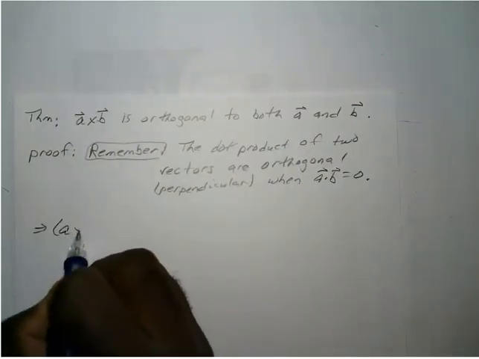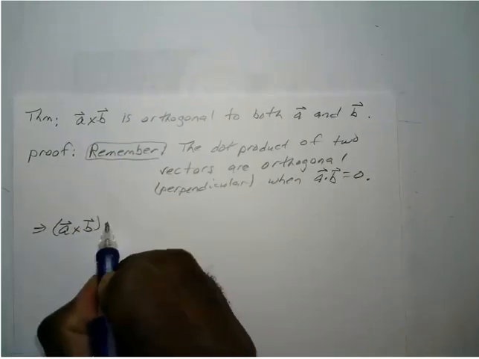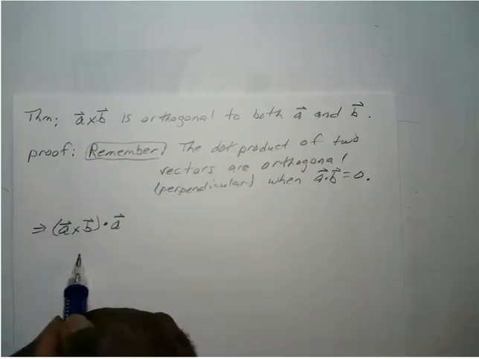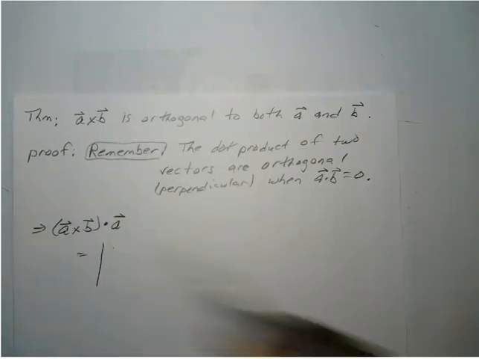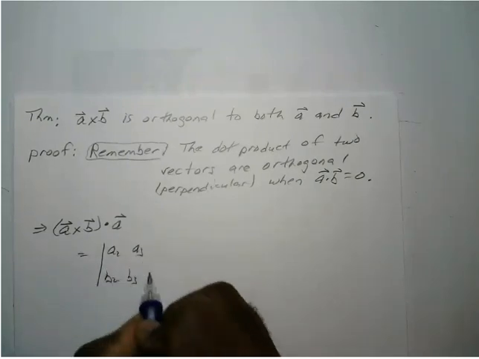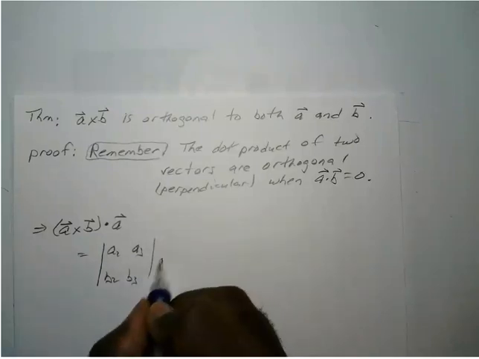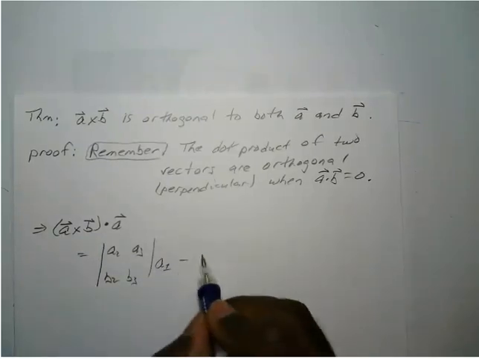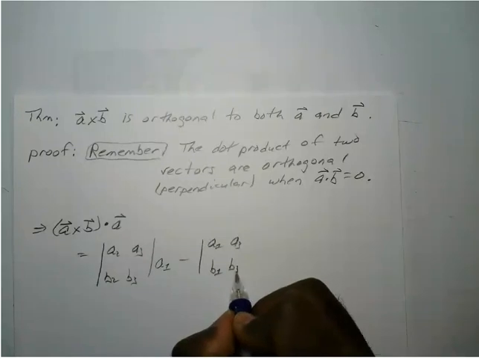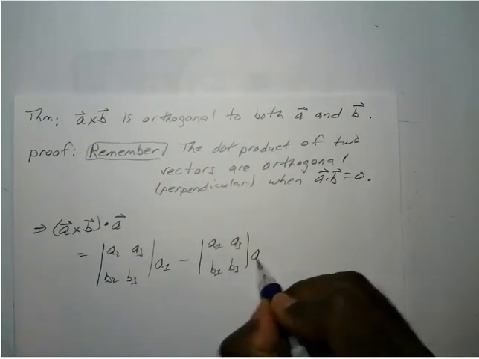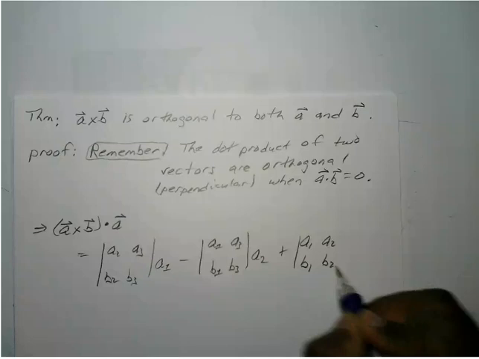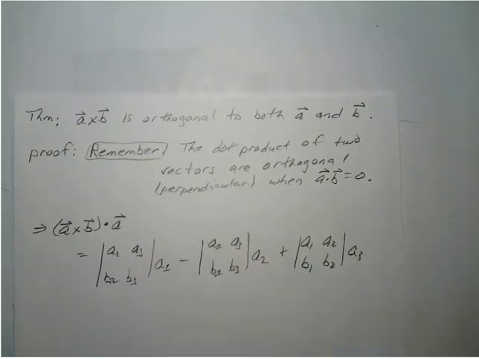Okay, so the cross product of A and B dotted with vector A is actually equal to, remember our 2 by 2 matrices, the determinant of A2, A3, B2, B3 times the first component of our vector A, minus the determinant of A1, A3, B1, B3 times the second component of our A vector, plus the determinant of A1, A2, B1, B2 times the third component of our A vector.